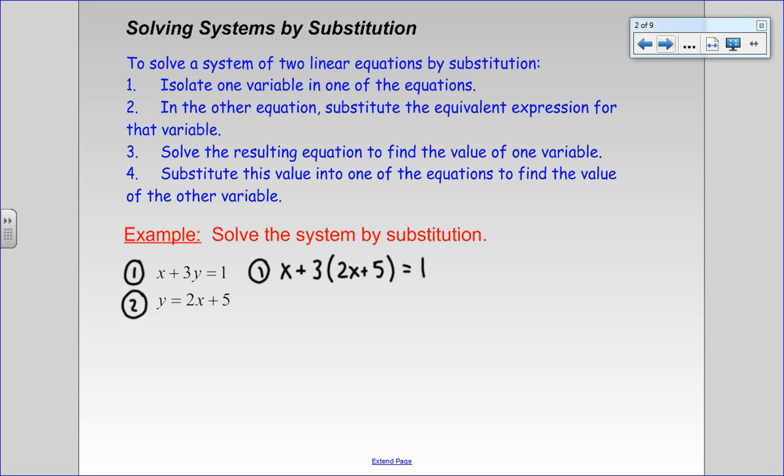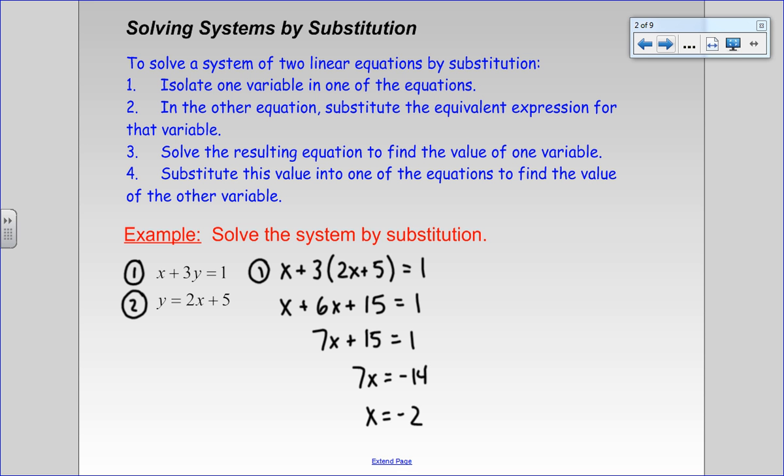Now moving to step 3 of our process, we'll solve this equation for x. First, apply the distributive property, x plus 6x plus 15 equals 1. Next, combine like terms, 7x plus 15 equals 1. Now subtract 15 on both sides, 7x equals negative 14. And finally divide both sides by 7 to obtain x equals negative 2. So we found the value of x.